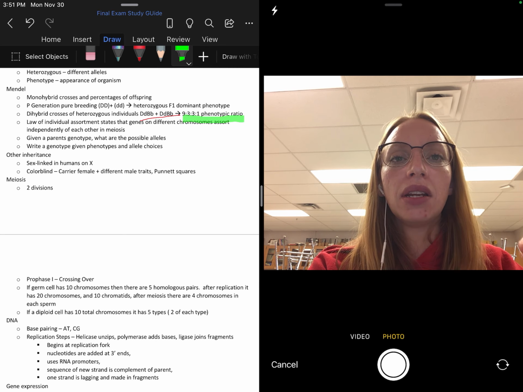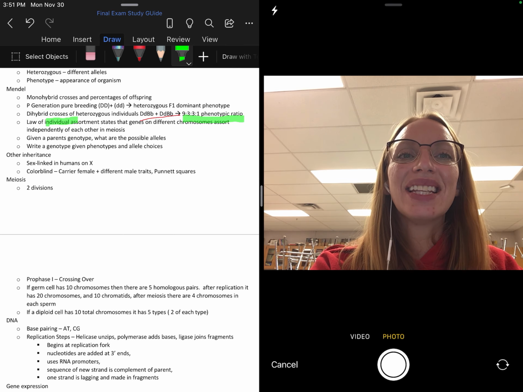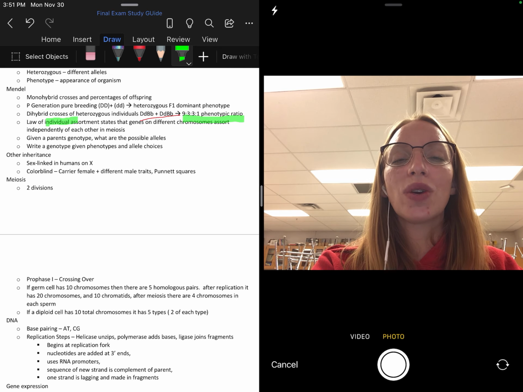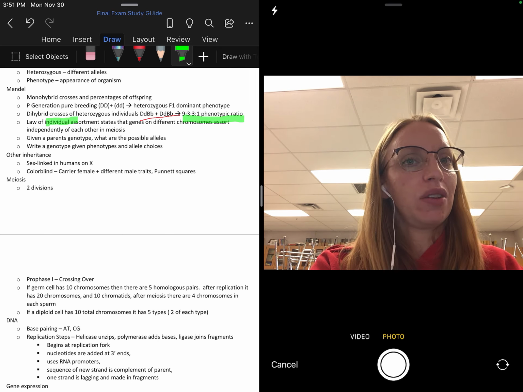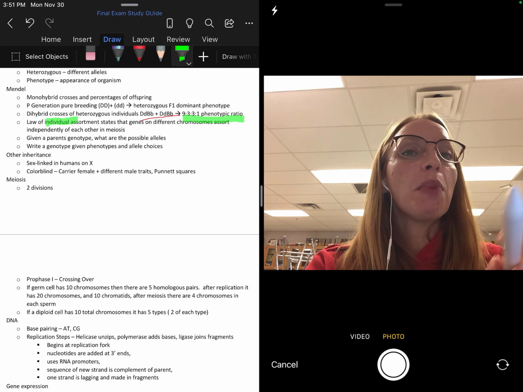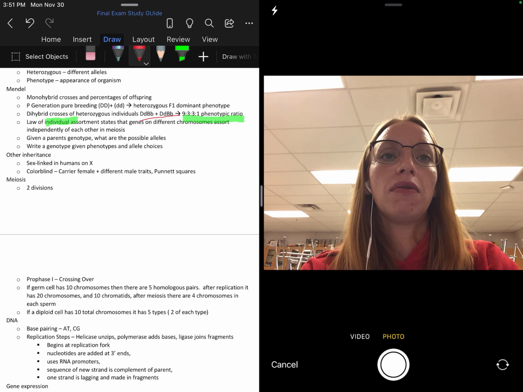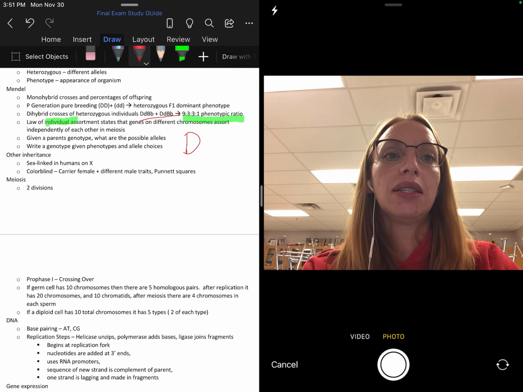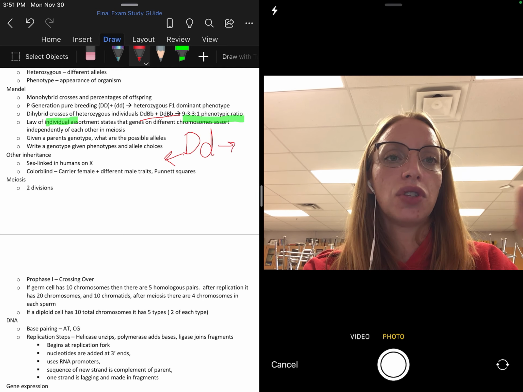The law of independent assortment states that genes on different chromosomes assort independently of each other in meiosis. That's just one of those fact questions. If I give you a parent's genotype, what possible alleles do they have? So if I give you a genotype that's this, what alleles could that parent make? Well, they could give this dominant gene or this recessive gene allele.